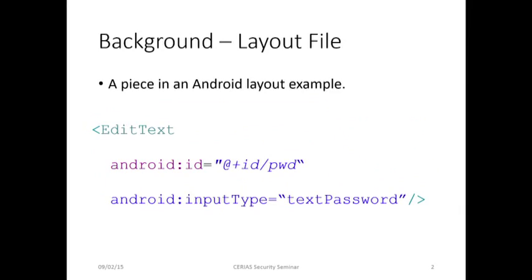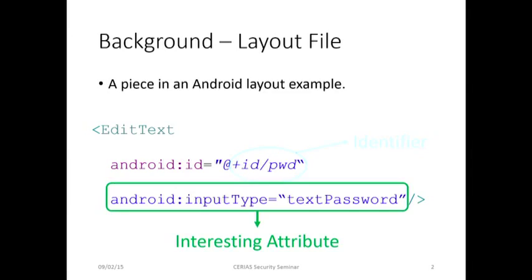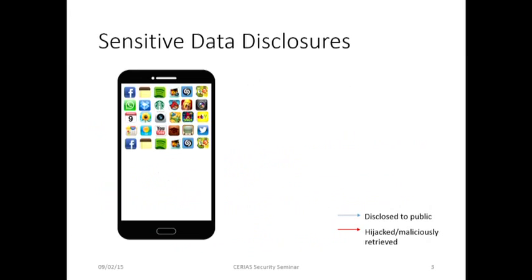And the layout files are provided by the developers to statically define the UIs. And these files can contain the definitions of the UI widgets as well as certain attributes. As in this example, the identifier of the widget is defined here, and the developers can reference this widget via this identifier in the code. And some interesting attributes here can indicate the expected types of the inputs. Okay, then I want to start our main talk.